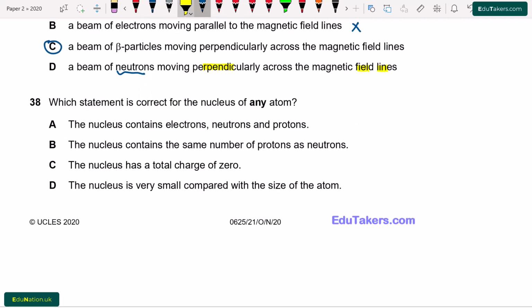Question number 38. Which statement is correct for the nucleus of any atom? A. The nucleus contains electrons, neutrons and protons. B. The nucleus contains the same number of protons as neutrons. C. The nucleus has a total charge of 0. D. The nucleus is very small as compared to the size of an atom. So from here option D is correct, because the size of nucleus is very small as compared to the size of atom.